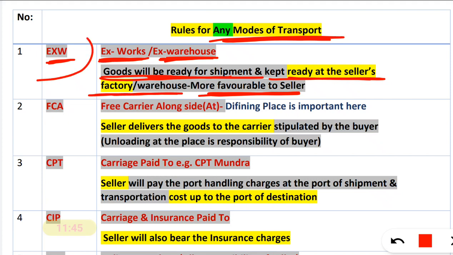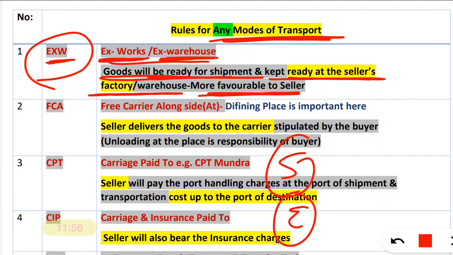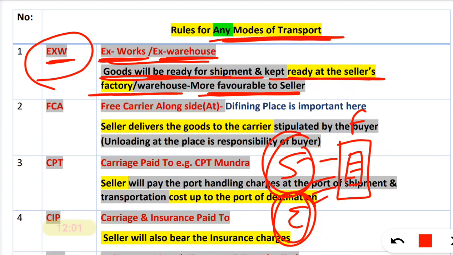What do you mean by Ex Works? It means the seller or the exporter will keep their goods ready, and this is the factory. So goods are ready in the factory. The seller or the exporter will say, my goods are ready at my factory, you come and take away the goods. That is called Ex Works, or Ex Warehouse.